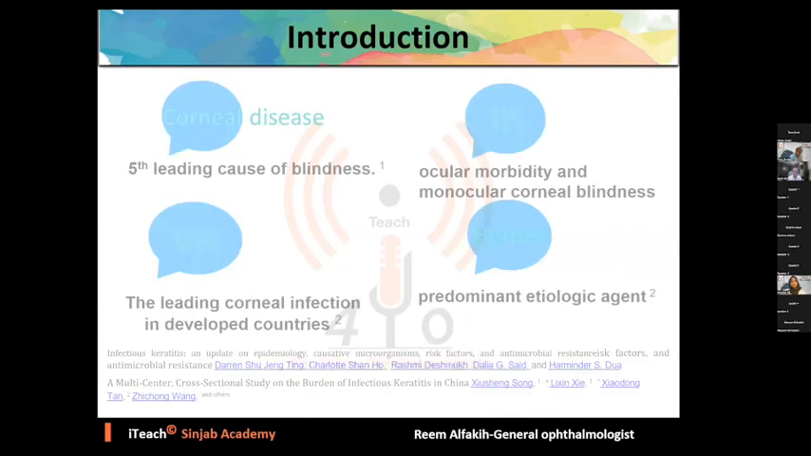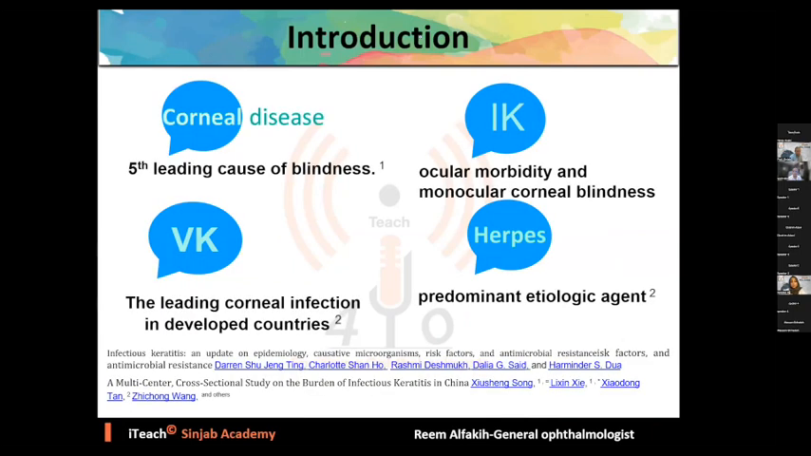At first, we all know the corneal disease, especially corneal opacity, is the 5th leading cause of blindness worldwide, with infective keratitis being on the top of the list of ocular morbidity. Viral keratitis is the leading corneal infection in the developed countries. In our developing countries, it's still preceded by bacterial and fungal infection, but viral keratitis is still a very important entity, with herpes being the major player in the act.